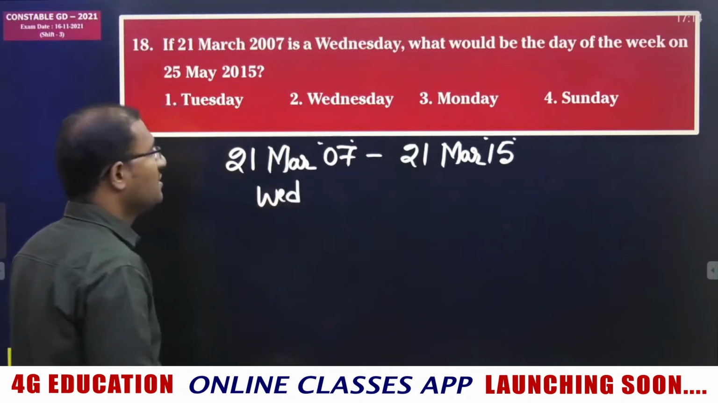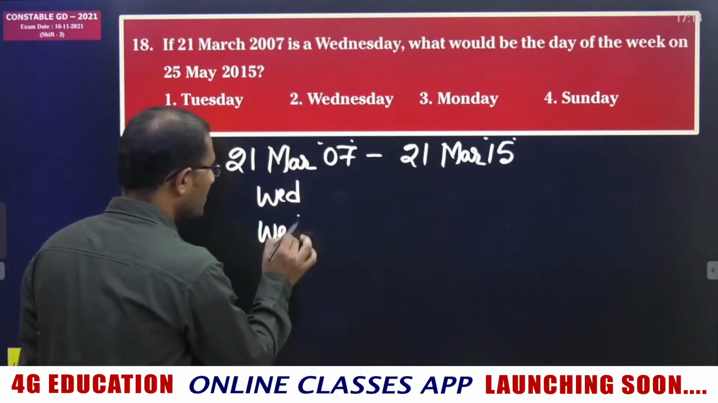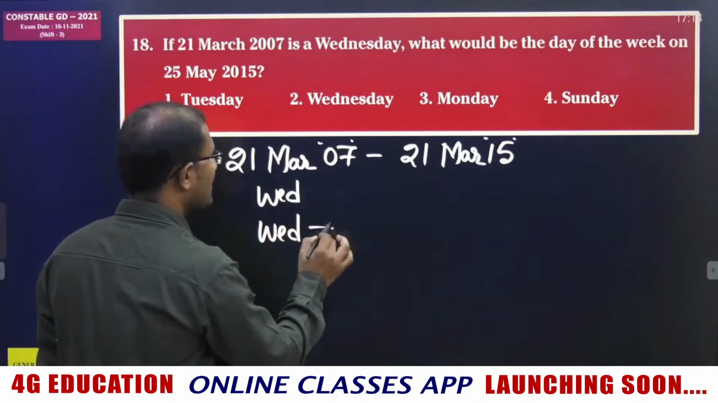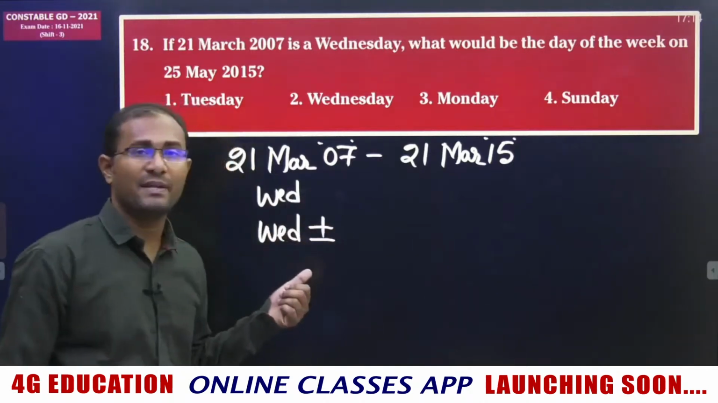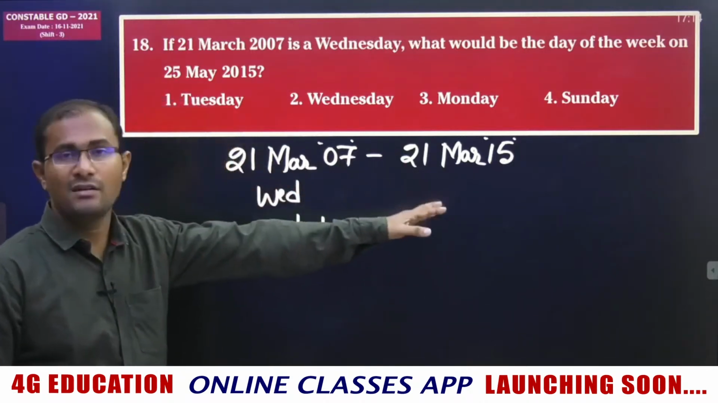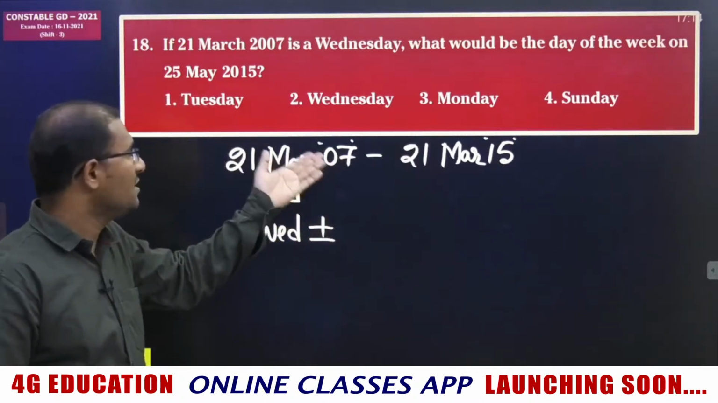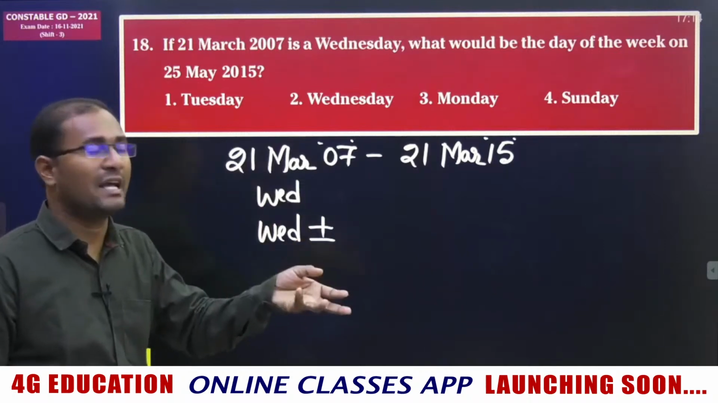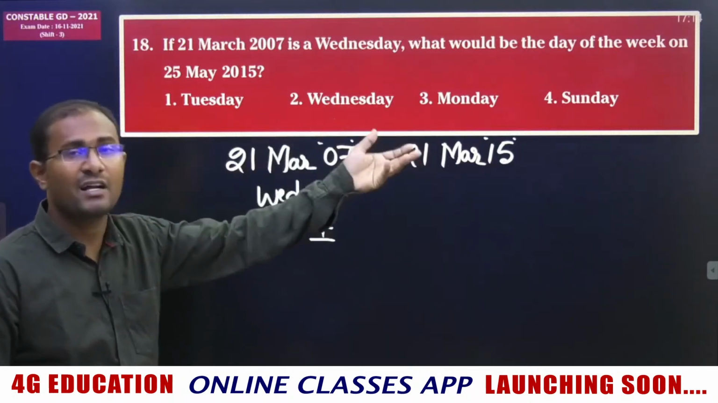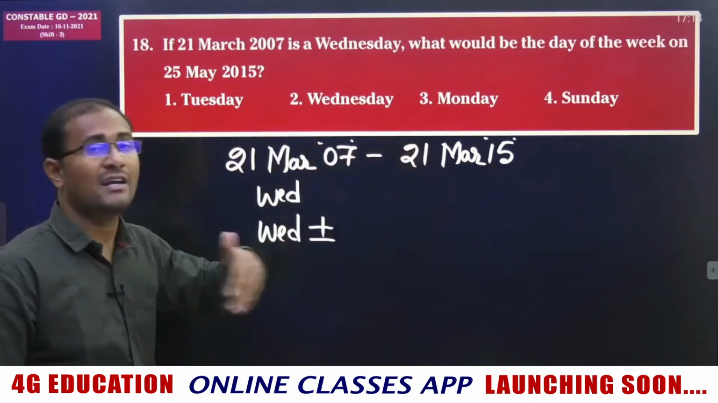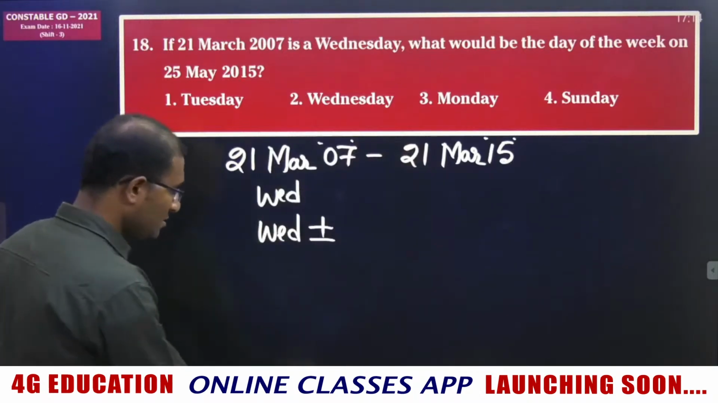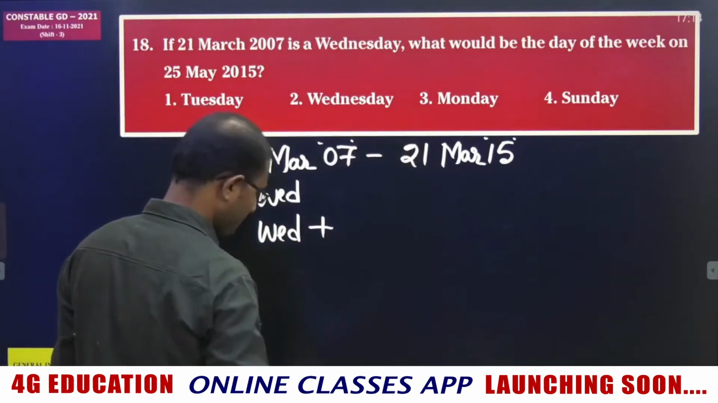So what is the procedure? The given day plus or minus. When do we take plus? If the given dates are in the forward direction according to the calendar, then it is plus; otherwise, reverse direction means minus. See, 2007 comes first according to the calendar and 2015 comes later. It means both the dates are in the forward direction, so definitely we can take the plus symbol.